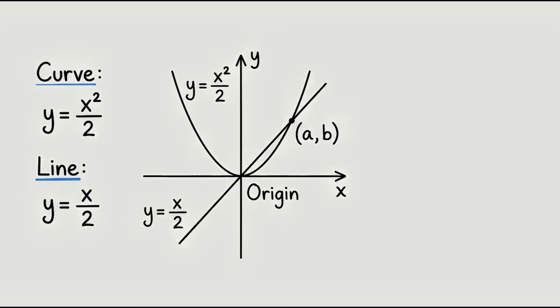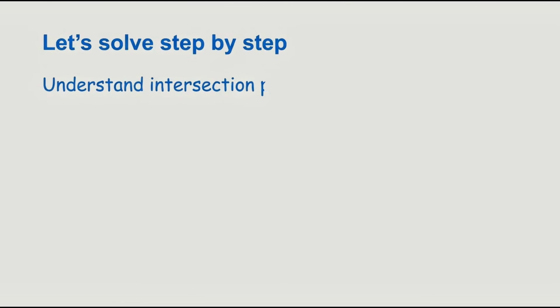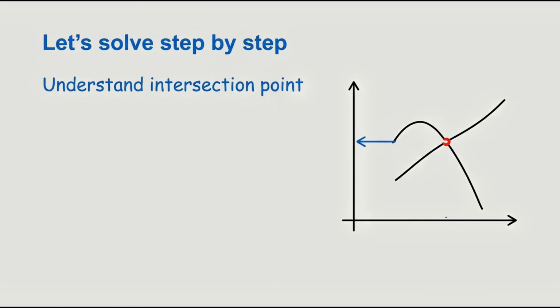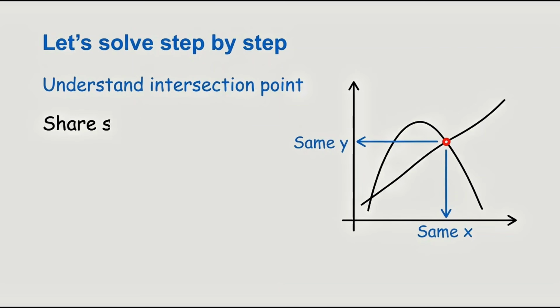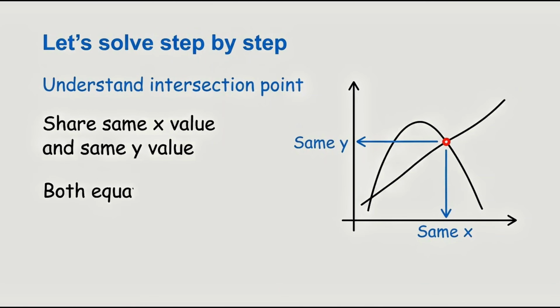Let's play it. The question is, the curve y equals x squared over 2 and the line y equals x over 2 intersect at the origin and at the point (a, b). What is the value of b? Let's solve this step by step. First, understand what an intersection point means. At any point where the two graphs intersect, they share the same x value and the same y value. That means both equations for y must be equal to each other.